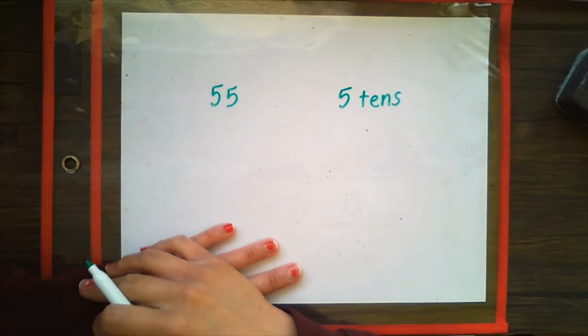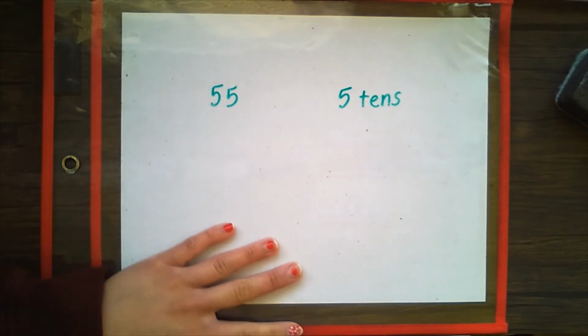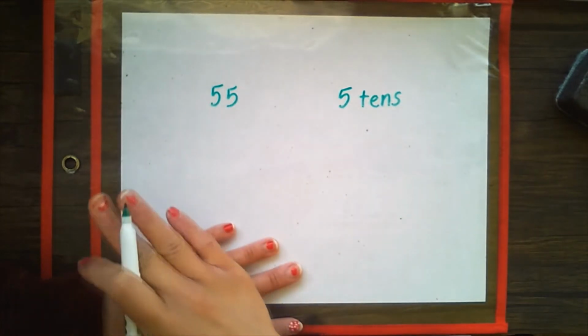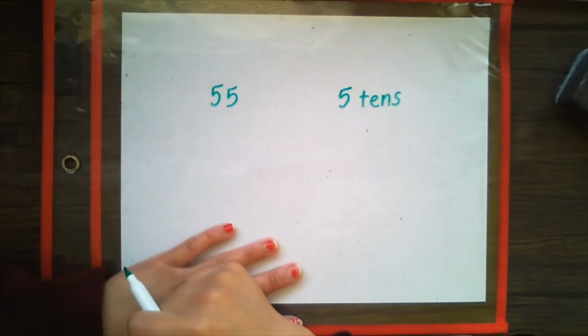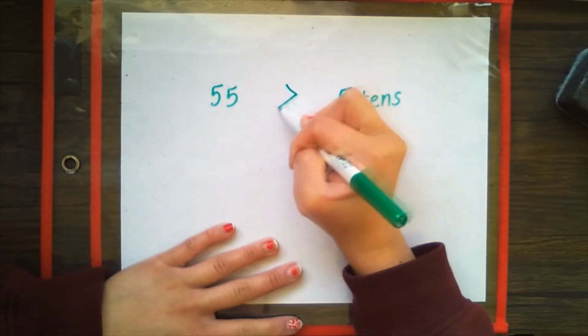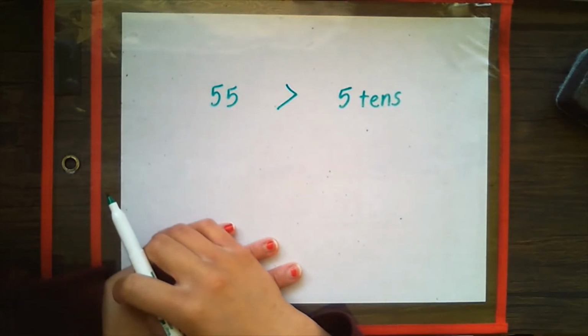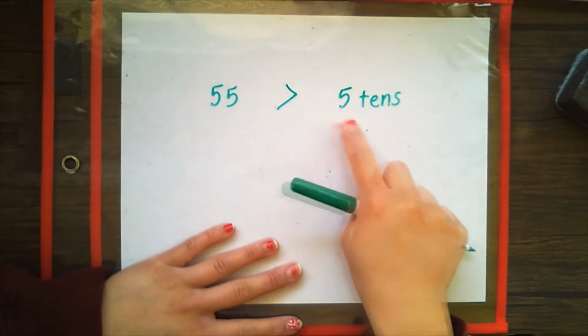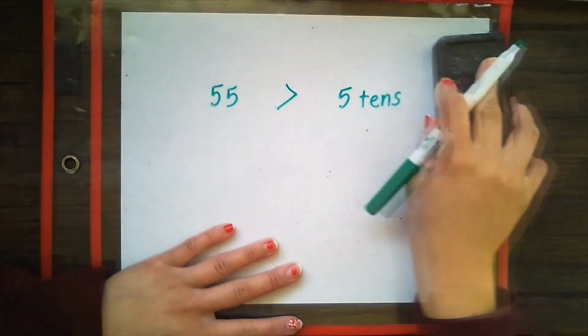Great. We're now going to draw a symbol to compare the numbers. Which number is bigger, 55 or 5 tens? Great job. 55 is greater. Now we're going to say this as a number sentence. 55 is greater than 5 tens. Good. We're going to erase. Moving on.